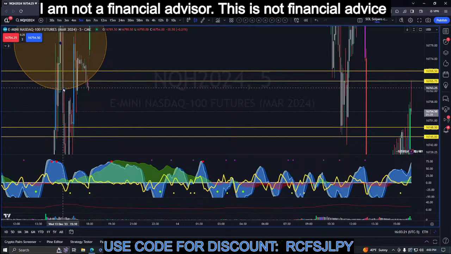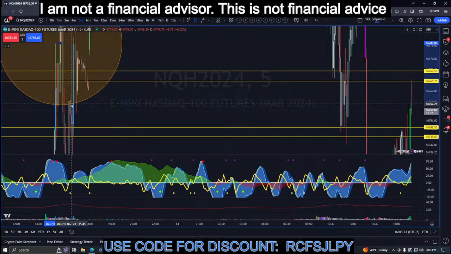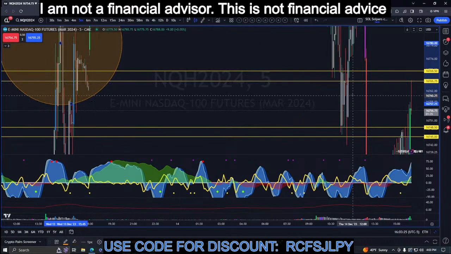I had the ellipse down here. I just drew it back up down here. So I hit it. It went in, grabbed that liquidity, came back down, and now the market's closed.